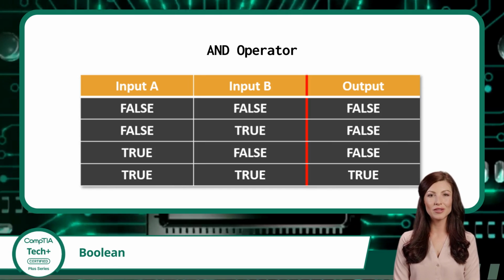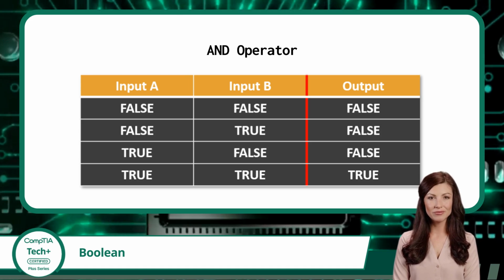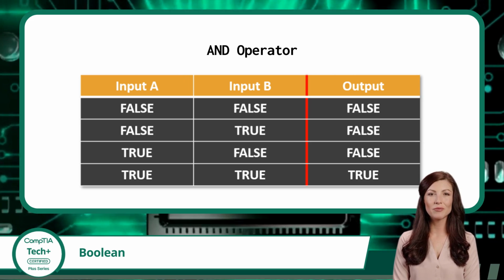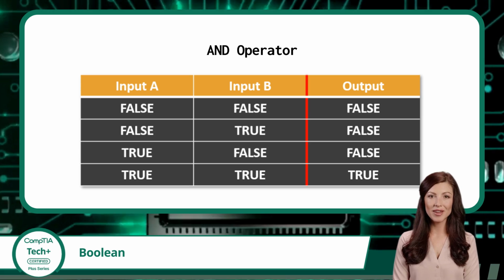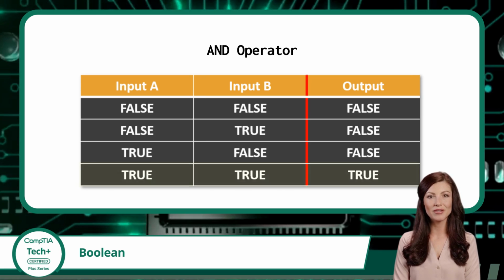The first conditional statement will be, "My shirt is pink." Well, that is a true statement, so we will use true for input A. The second conditional statement will be, "My eyes are brown." Well, that is also a true statement, so we will use true for input B. Using the AND operator table, we can now see our resulting Boolean value for this example would be true.